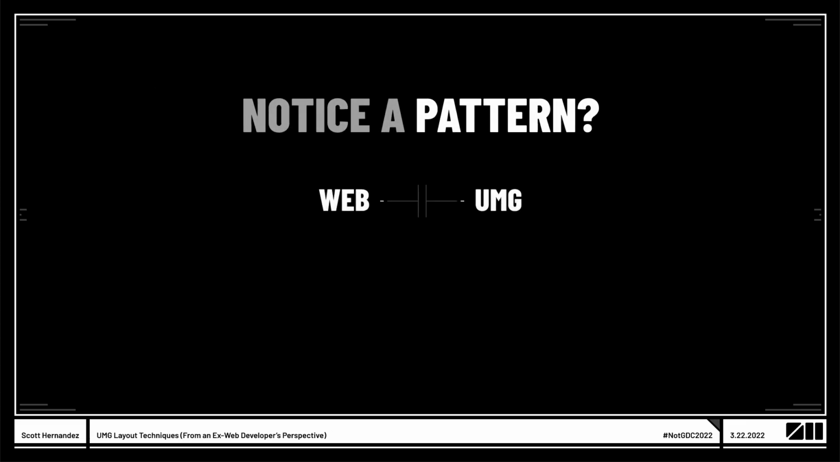So you notice the pattern. On the web, you have HTML pages that are made up of multiple tags, and UMG is made up of user widgets. This isn't an exact one-to-one, but you get the point that the web has HTML tags like a section or an HR or something like that. And those little tags, an image tag, those are like the Slate widgets that we have, an image widget and a text widget and whatnot.